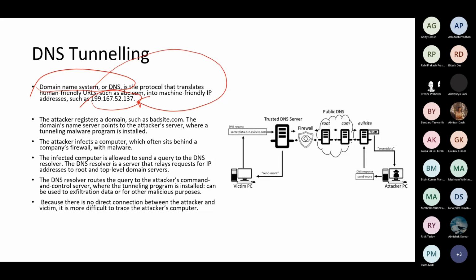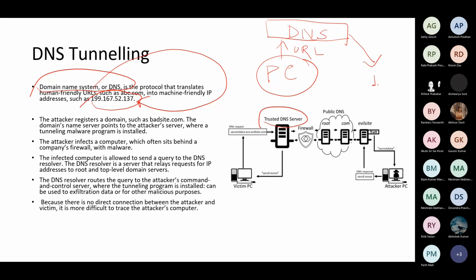Now, what is the ideal scenario? Your PC is sending some URL name, and this URL name is going to the DNS resolution part. Okay, you can term it as a trusted DNS server. That means it is basically resolving that, mapping your URL to some IP address. Okay. Now what will happen if this DNS server gets compromised?